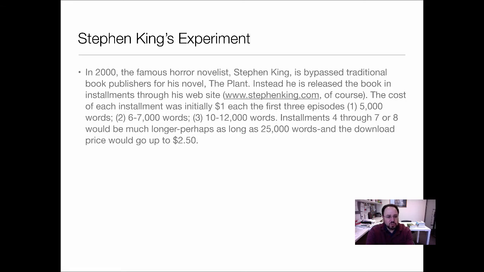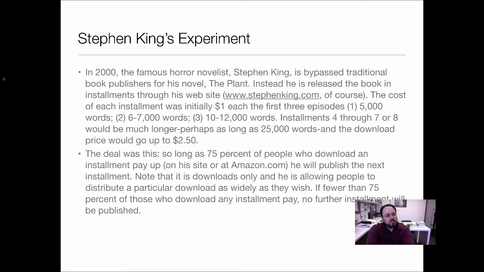The cost of each installment was going to be $1 each for the first 3 episodes, like chapters. Then installments 4 through 7 or 8 would be longer, up to as much as 25,000 words, and the download price would go up to $2.50. But it wasn't as simple as that. The deal was this: so long as 75% of the people who download an installment actually pay up, either on his site or at Amazon.com, he was going to publish the next installment. So that was his deal.